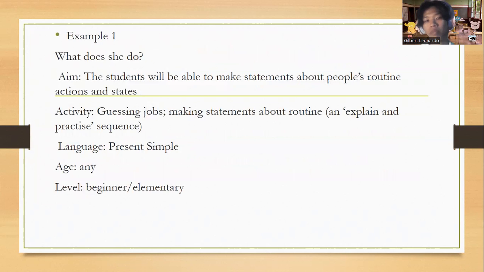So here is an example. What does she do? The aim is that the students will be able to make statements about people's routines, actions, and status. The activity is guessing jobs or making statements about routines and explaining in a practice sequence. The language is present simple. The age requirement to study is any. You can learn at any age, but the level here is for beginner and elementary.